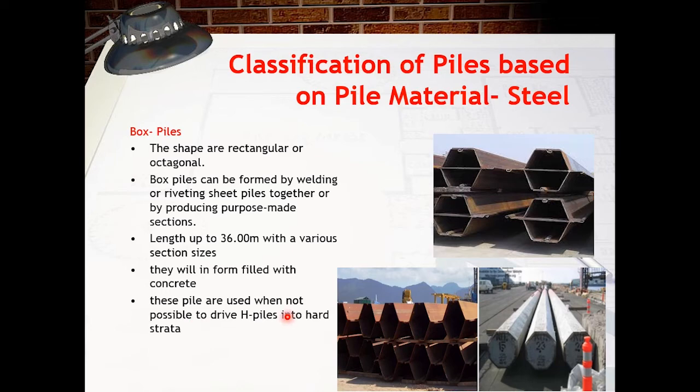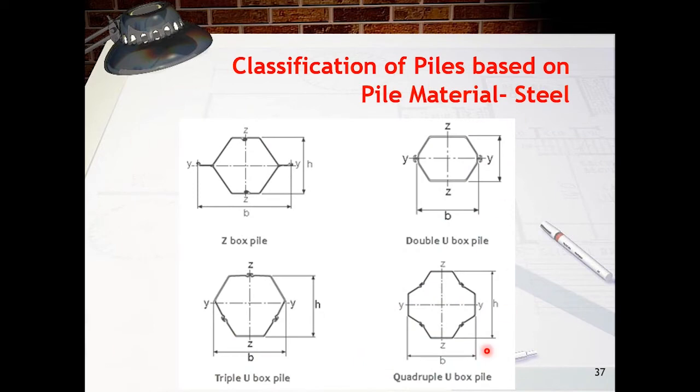These piles are used when not possible to drive H piles into hard strata. Disebabkan dekat sini mungkin ada lubang jadi dia lebih senang untuk drive compared to H piles. Kalau H piles mungkin akan bengkok lah sebab dia ada web dengan flange area dia mungkin nipis, ataupun mungkin lagi prone untuk bengkok compared to this type of box pile. This is the example of box pile. We have the Z box pile, W box pile, triple U box pile and quadruple U box pile.